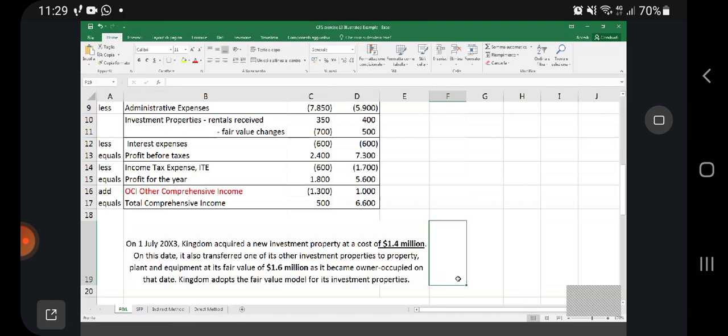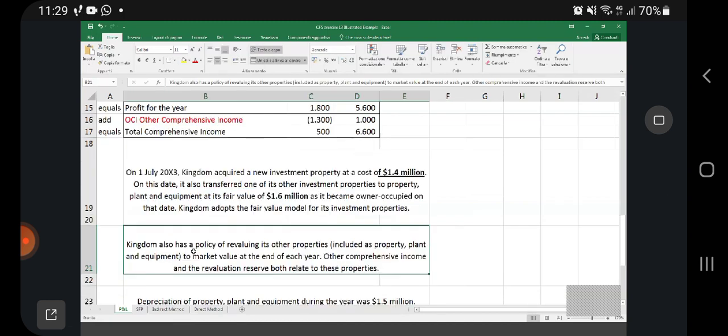Another clarification. The company has a policy of revaluing its other properties. The other properties are property, plant and equipment, PPE, regular machineries and buildings that we use in our common, ordinary business. We have the policy to revalue to market value at the end of each year. That means we also use the fair value method for the other properties that we have.